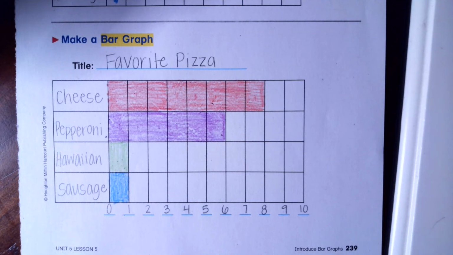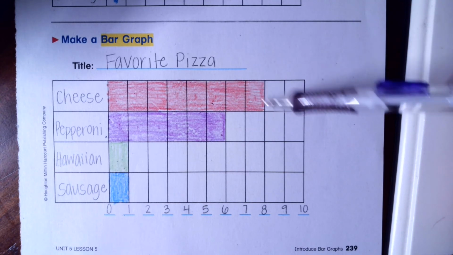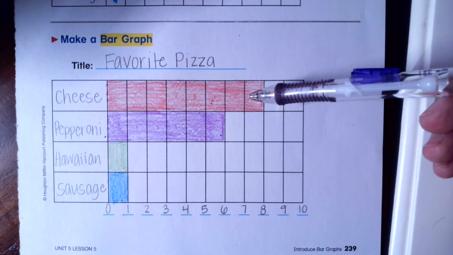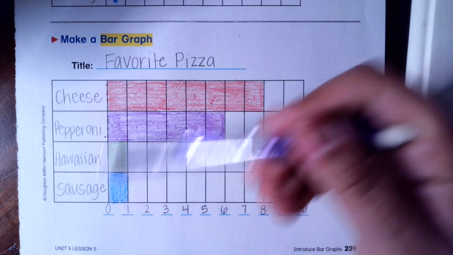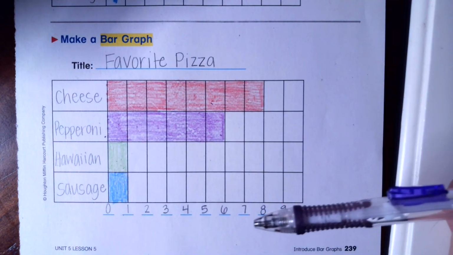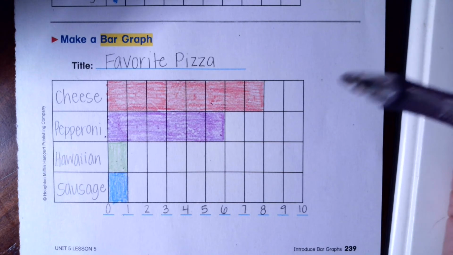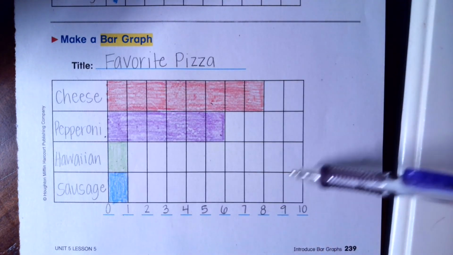Now, we could answer and ask all kinds of questions based on this graph. We are going to save that for our small groups, but we could ask questions like, how many more people liked cheese than pepperoni? How many people voted in all? Which two types of pizza had the same number? We could ask all that by looking at this bar graph.